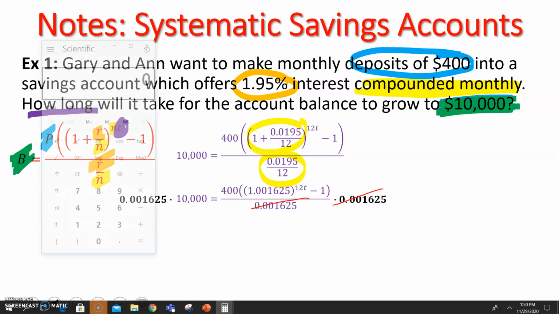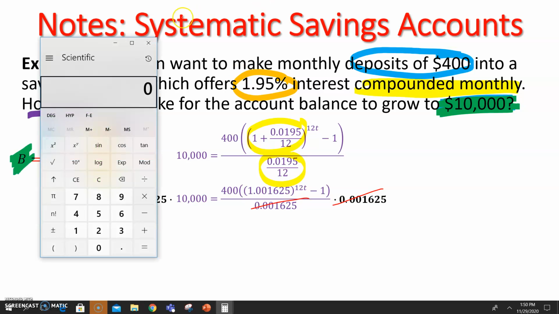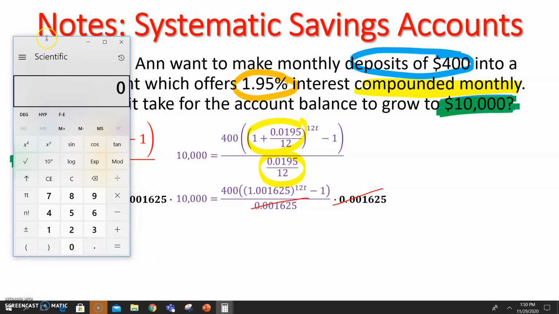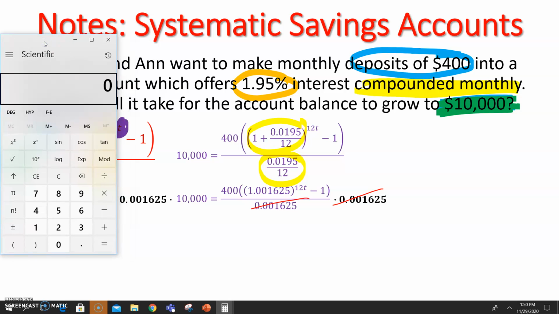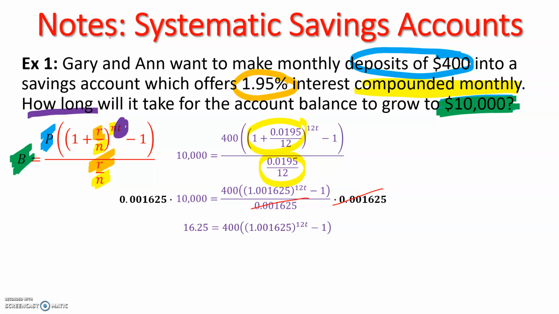So let's go ahead and calculate again. On the left-hand side, I have 0.001625 times 10,000, and that's going to give me 16.25. So now I have 16.25 is equal to 400 times the quantity of 1.001625 to the power of 12t minus 1. And you'll notice that as I move along, this equation is getting simpler and simpler.